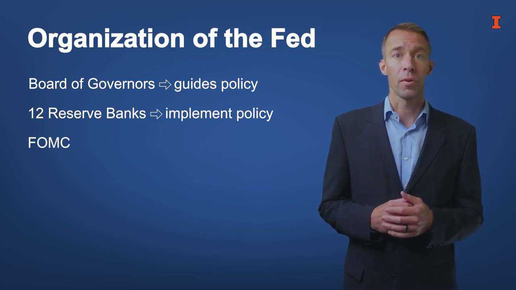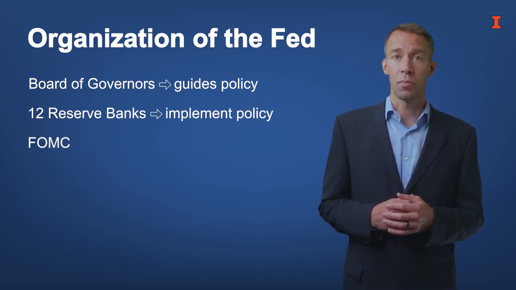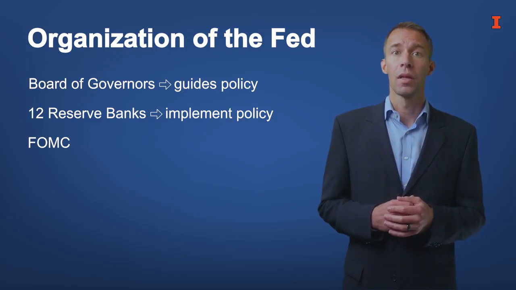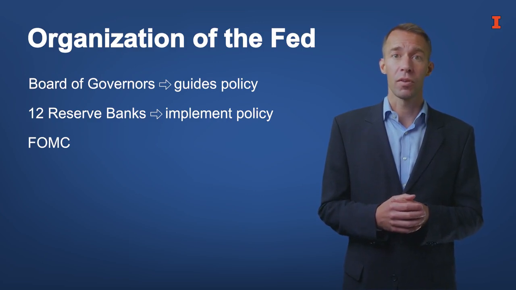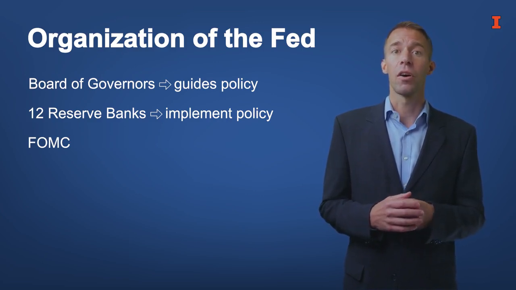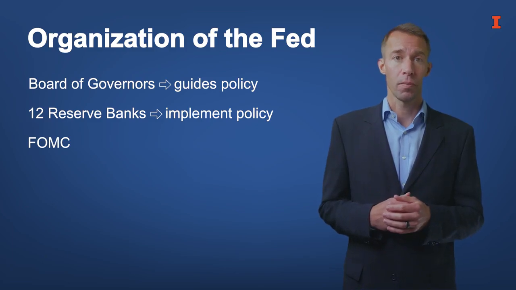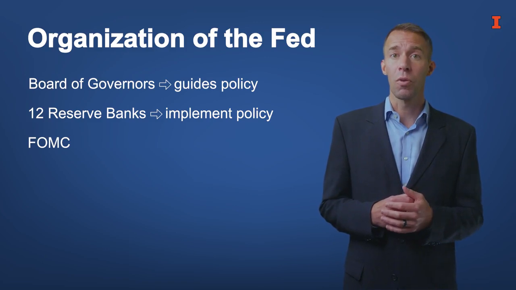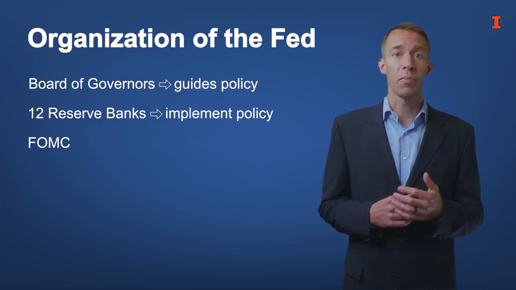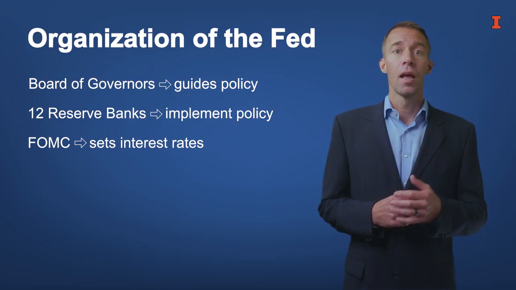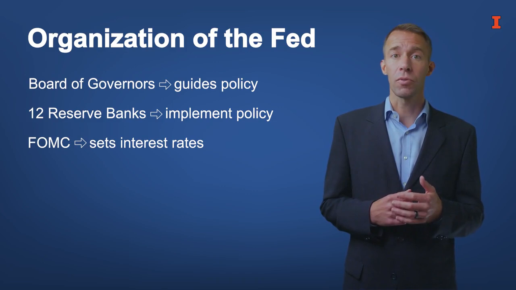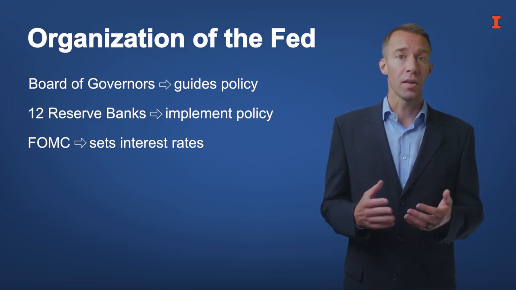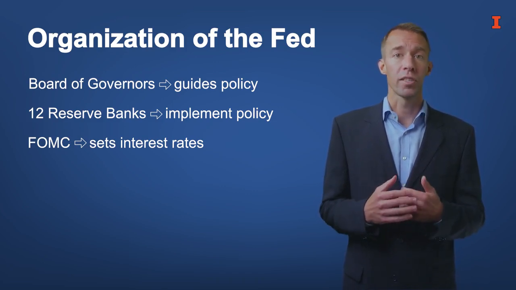There are 12 members of the Federal Open Market Committee, or FOMC. This always includes the 7 members of the Board of Governors and the President of the Federal Reserve Bank of New York. The remaining 4 members come from a rotating group of the remaining Federal Reserve Bank presidents. The main task of the FOMC is to set interest rate targets. This is commonly referred to as monetary policy.